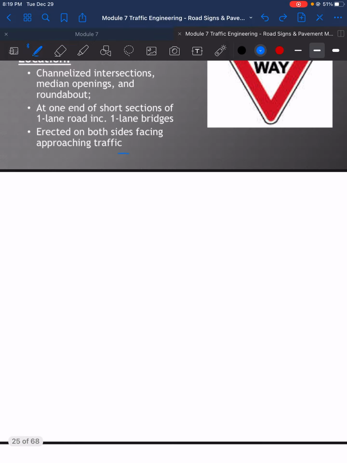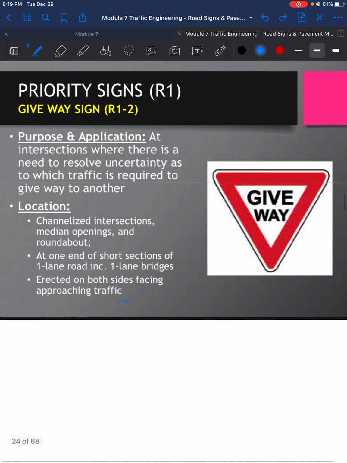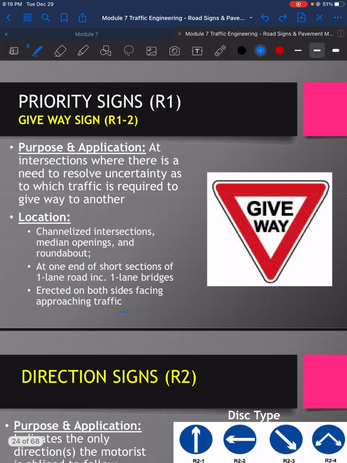Okay, how about this? So the give way sign is R1-2. Purpose and application: at intersections where there is a need to resolve uncertainty as to which traffic is required to give way to another. Location: channelized intersections, median openings, and roundabouts. At one end of short sections of one-lane road, including one-lane bridges, erected on both sides facing approaching traffic. So you give way to the other traffic.